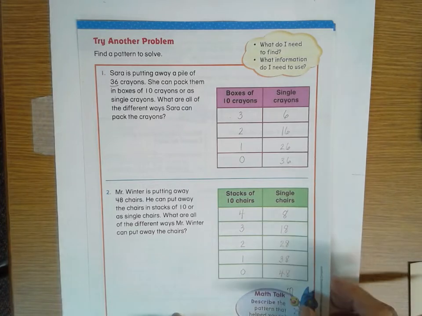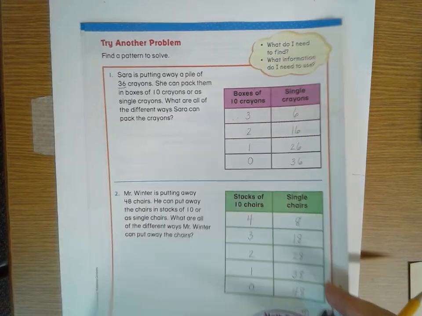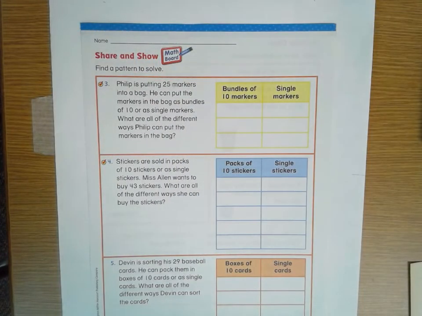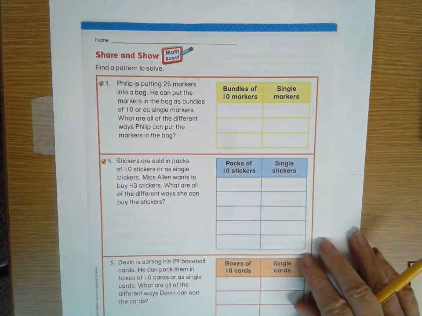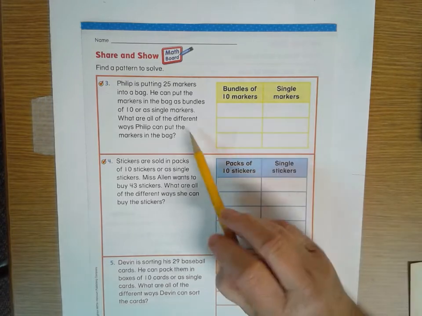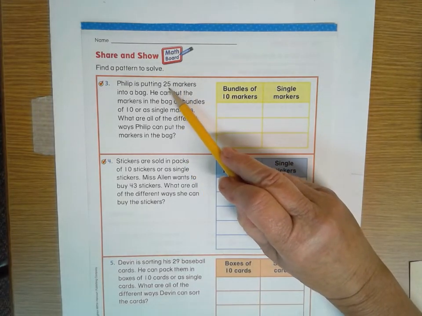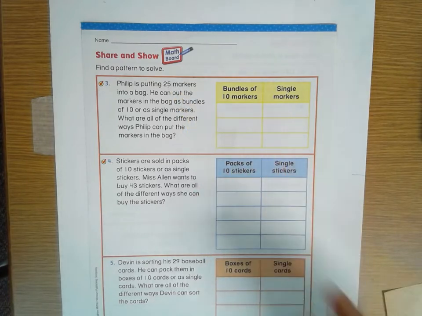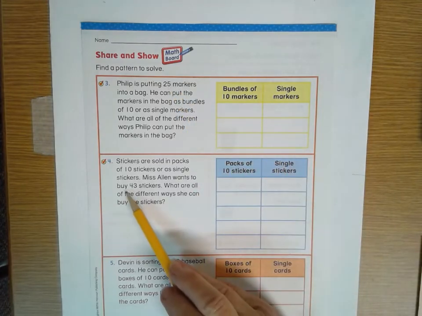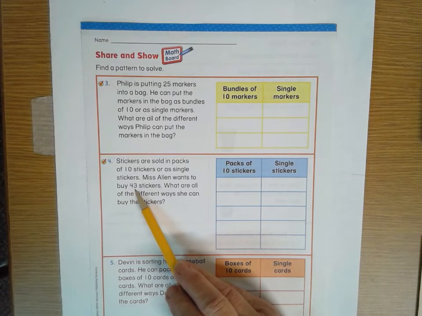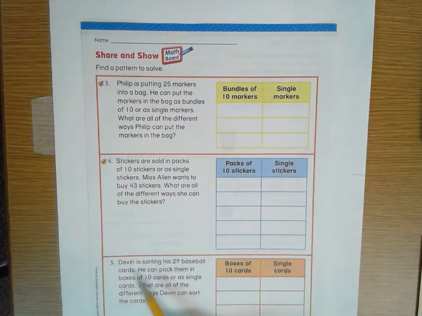We'll go to our next page, which is page 39. And you're going to do the same thing on your own. Each time they tell you what number to start with. Number 3 tells you to start with number 25. Keep sliding a 10 over. Number 4 tells you to start with 43. And number 5 tells you to start with 29.